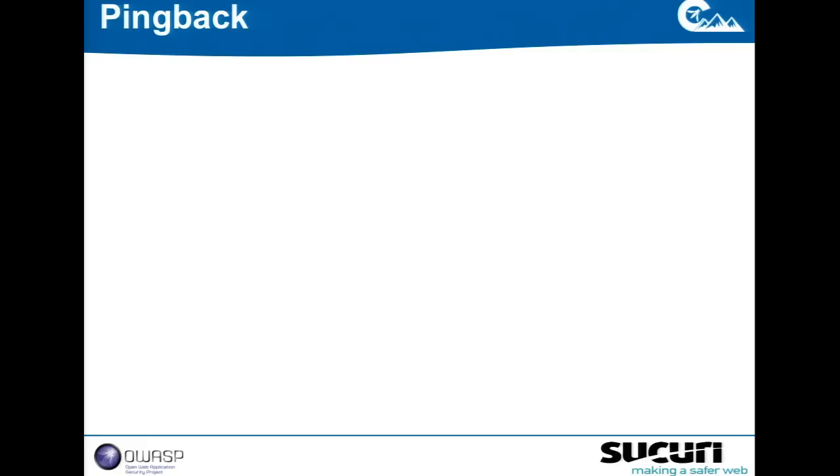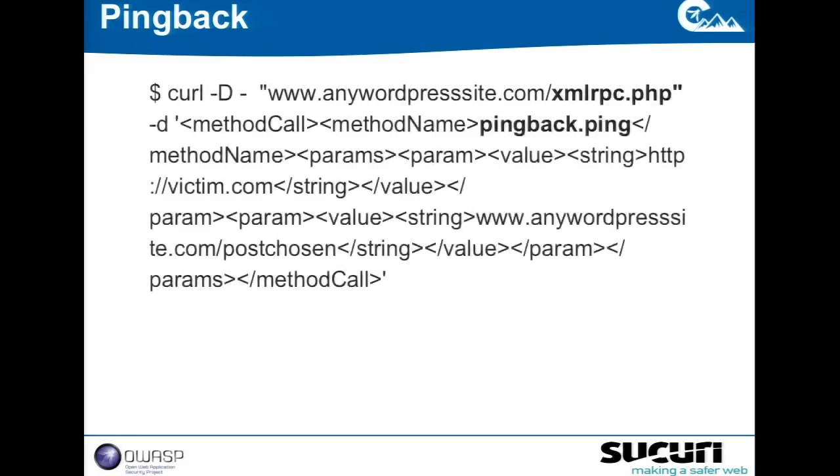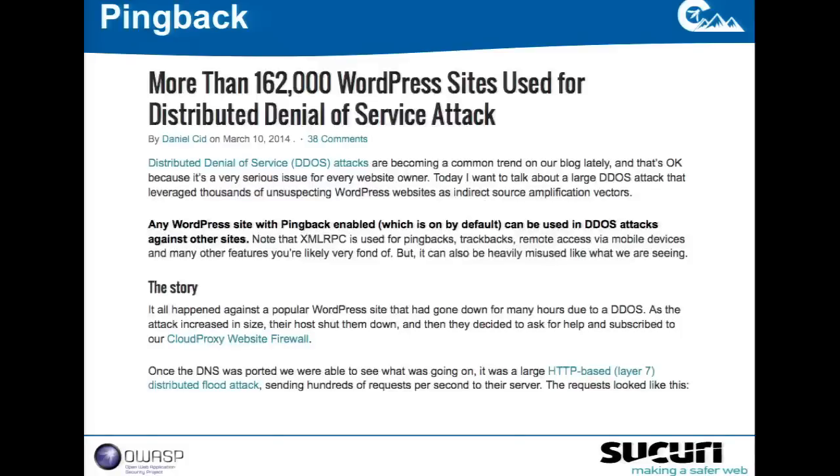So the pingback. Did somebody hear about the DDoS using the pingback? You did? So basically, you could use a command line, any WordPress, hitting the file, they have a method named pingback.ping. And so you put the victim site here, and they start to send requests to that website. But any WordPress could be used because it was enabled by default. So you could go to Google, enumerate like 100,000 WordPress sites, and just create a script and probably do your DDoS. And so you get something like this.